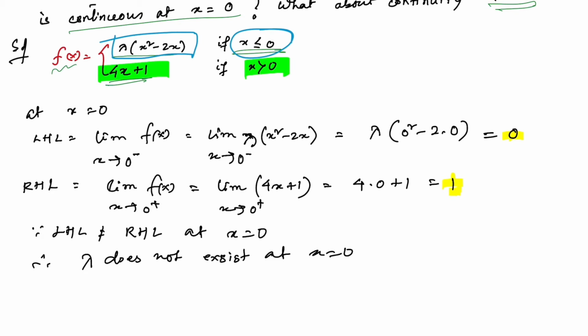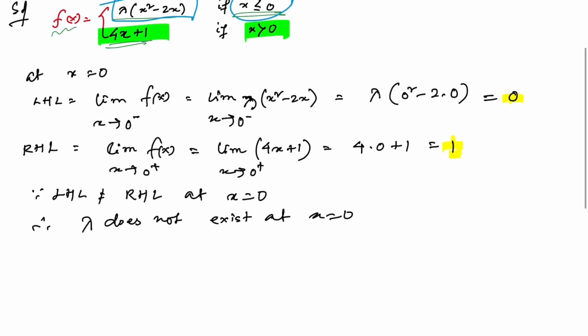So hope you have understood this. That means there is no such value of lambda for which the given function is continuous at x is equal to 0. Let me write the spelling correctly here, exist. Okay, so now we need to check the continuity of this function at x is equal to 1. So let me do it. Let me scroll up the page a little bit.